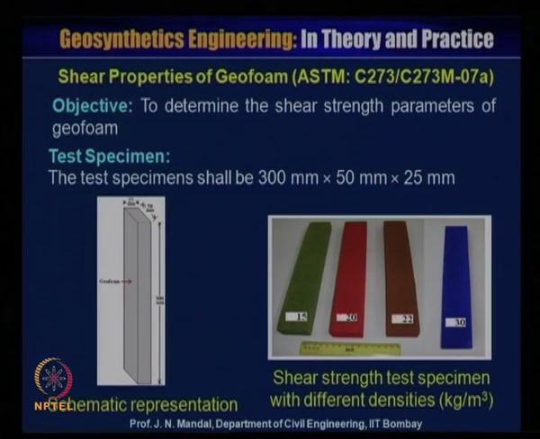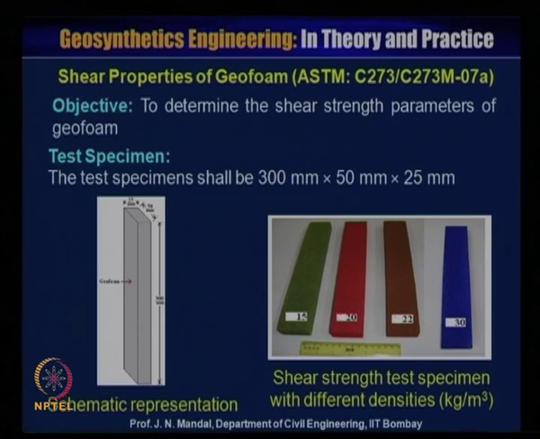So, next we will talk about the shear properties of the geofoam. This is ASTM C273/C273M-07a. The objective of this test is to determine the shear strength parameter of the geofoam. This is also very important because the geofoam material has to be placed with other kinds of material, and you should know what the shear strength properties of the geofoam material are.